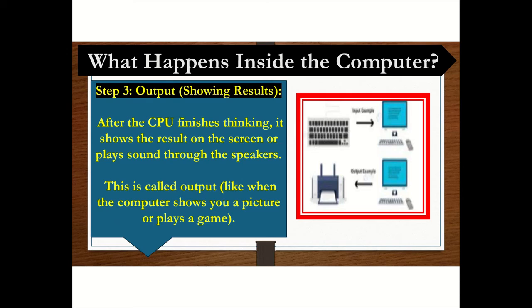What happens inside the computer? Step 3. Output, showing results. After the CPU finishes thinking, it shows the result on the screen or plays sound through the speakers. This is called output, like when the computer shows you a picture or plays a game.